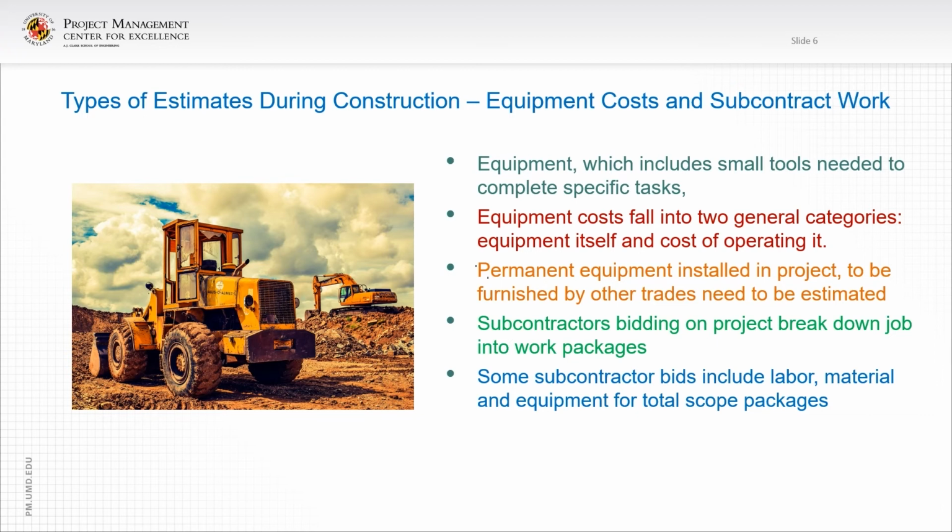When the bids arrive from the subcontractors, a debriefing session should take place to ensure that commonly missed items have been picked up. Some contractors' bids include labor, material, and equipment for the total scope packages and can be compared to the labor, material, and equipment established by the contractor. Those that come in with scope items missing must be reviewed and estimated where scope is missing from a subcontractor's bid.